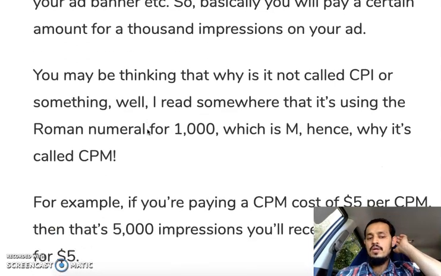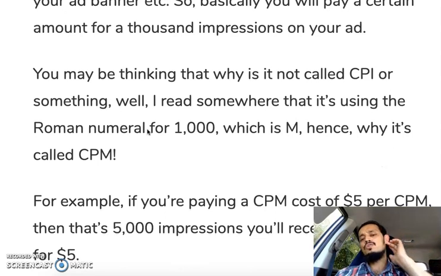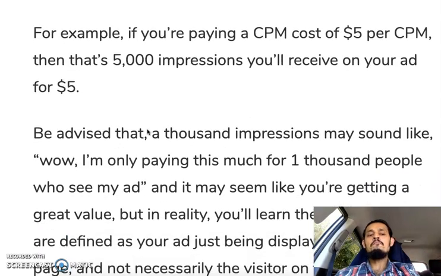Okay, so that's CPM. You may be thinking, why is it not called CPI or something like that? Well, it's using a Roman numeral for 1000, which is M. Hence why it's called CPM. So for example, if you're paying a CPM cost of $5, then that's 1,000 impressions you receive on your ad for $5.